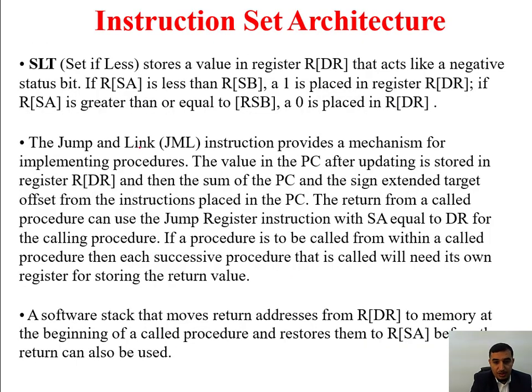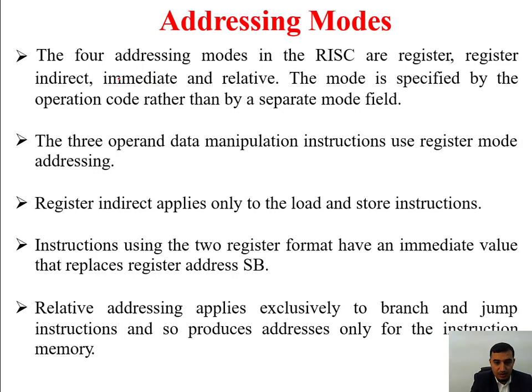Now, this is set if less. We talked about all of these instructions. So now the addressing modes in RISC are 4 addressing modes, which are register, register indirect, immediate, and relative register mode. The modes are specified by the operation code.